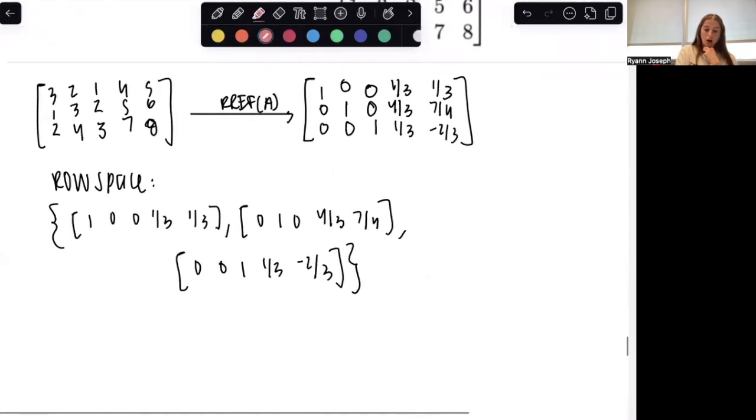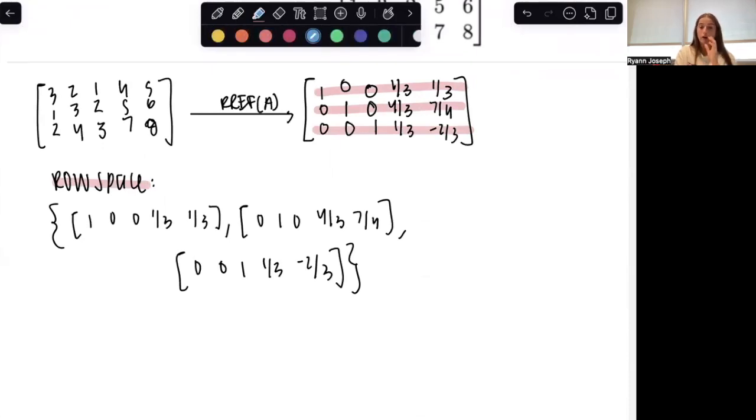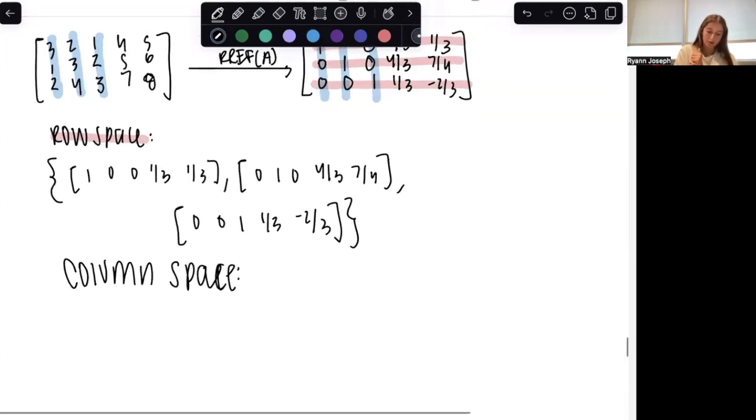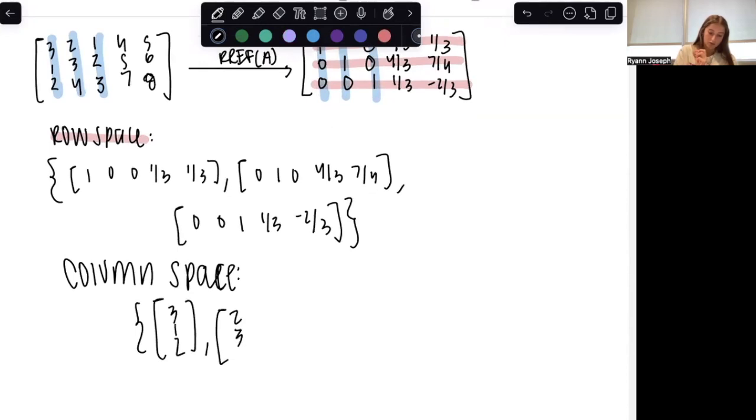For the basis of the column space, my columns are going to correspond to the columns with pivot variables. So these are my 3 columns that have pivot variables, but I have to take the original columns. So these columns. So the basis for the column space is also going to have 3 things in it, but it's going to be the things from the original matrix.